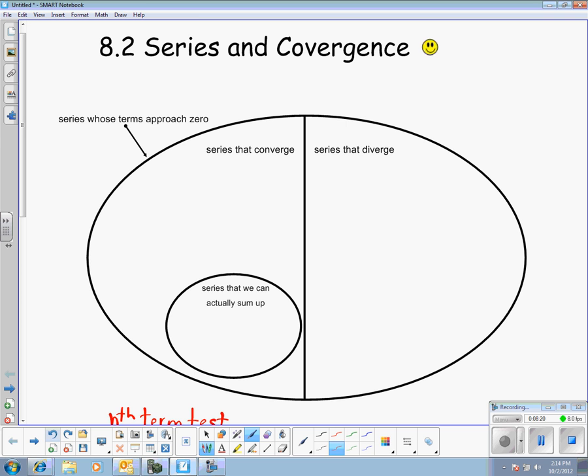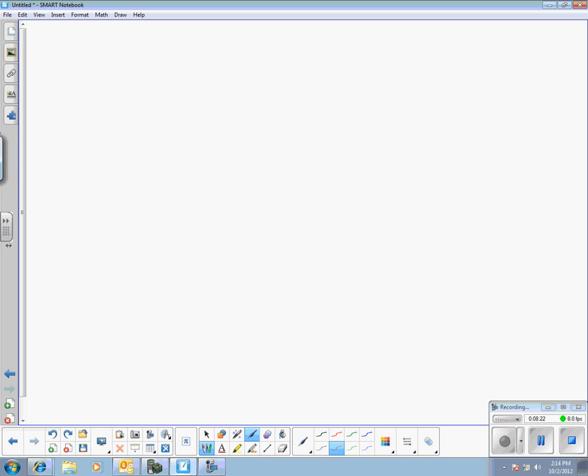I'm going to come back and fill in on the diagram, but before that, I'm going to give you the two styles of series in this section. A geometric series basically is a series where you multiply by a constant to get from one term to the next.